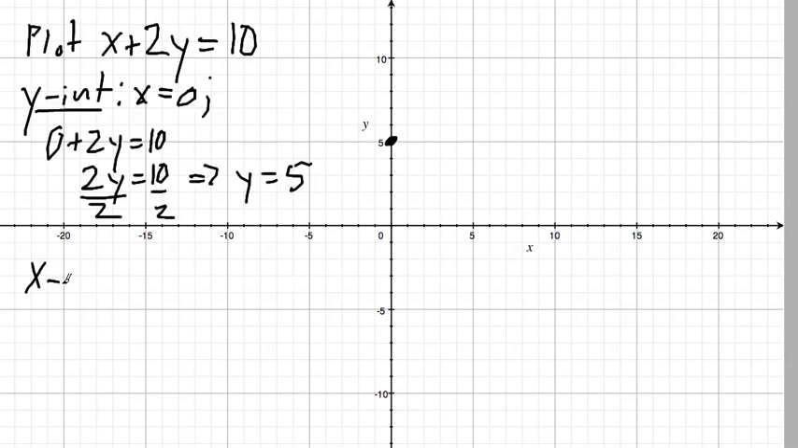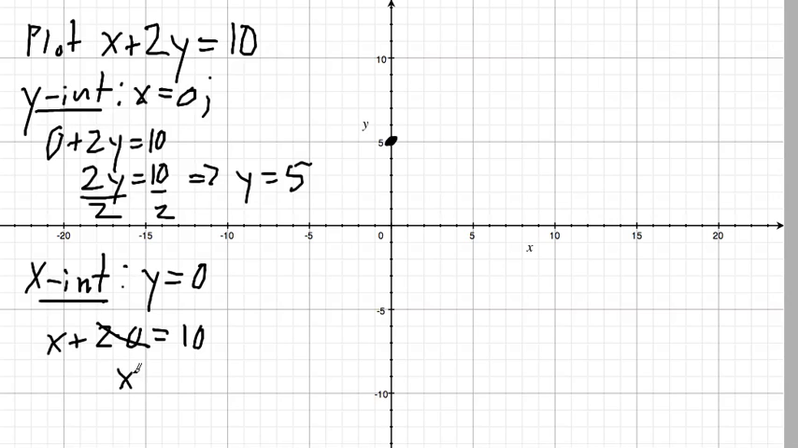Now to get the x-intercept, I plug in y equal to 0, and what I get then is x plus 2 times 0 is equal to 10. 2 times 0 is 0, so I'm just left with x is equal to 10. So that's right over here. So then the line I'm looking at goes from here to here. There we go. That's the line I'm looking at.